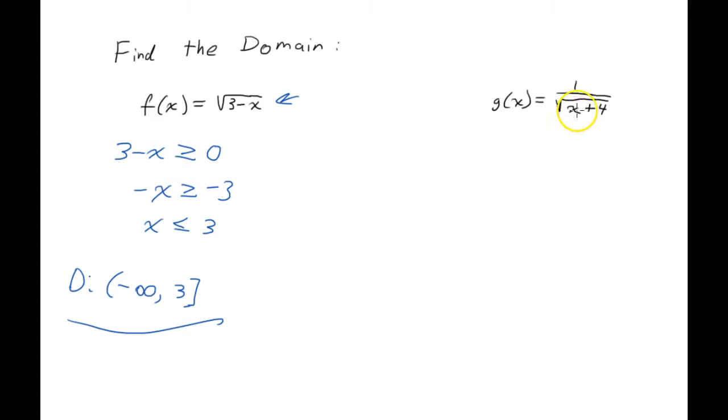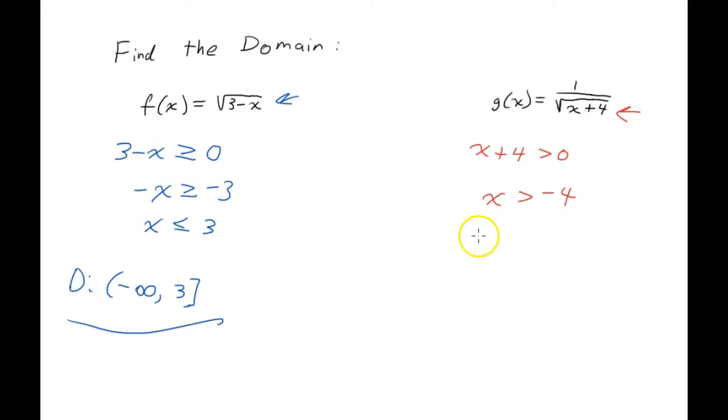We have a very similar one. We've got a radical, but it's in the denominator. You can't let the denominator equal 0. So in this case, we have to say that x plus 4 is strictly greater than 0. So it's not enough to say greater than or equal to, because we can't even, because it's in the denominator here. So we've got that one extra restriction. So now we just go ahead and solve this, and we get x is greater than negative 4.